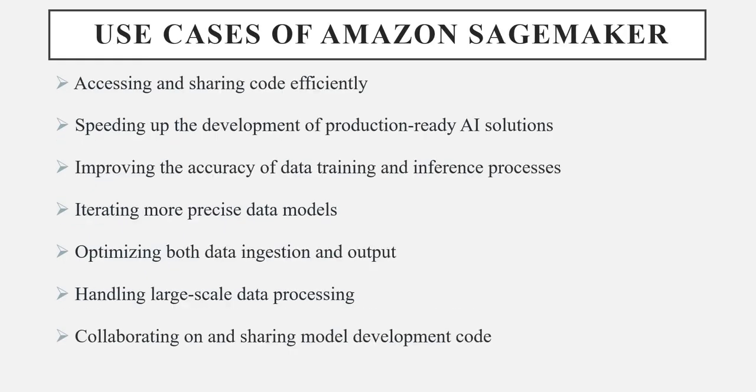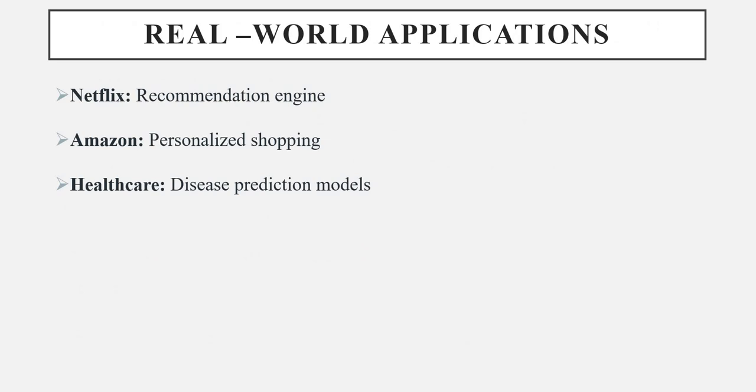The use cases of Amazon SageMaker are: accessing and sharing code efficiently, speeding up the development of production-ready AI solutions, improving the accuracy of data training and inference processes, iterating on more precise data models, optimizing both data ingestion and output, handling large-scale data processing, and collaborating on and sharing model development code. These are all the use cases. Then let's move to the real-world applications.